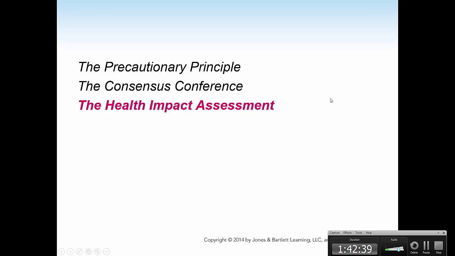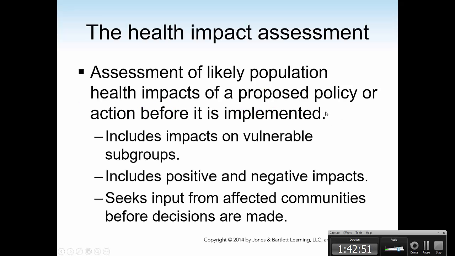Okay, and then finally, wrapping things up, there's the health impact assessment. It's a little bit kind of a mixture between the precautionary principle and the consensus conference, just a little bit. And so, okay, what this is, it's an assessment of likely population health impacts of a proposed policy or action before it is implemented. So again, looking at it, being proactive. And what they look at is impacts on vulnerable subgroups. It includes positive and negative impacts and seeks input from affected communities before decisions are made. So yay, little bit of a combination of both.